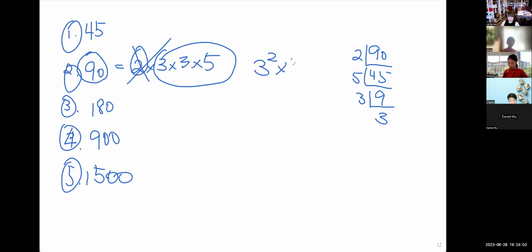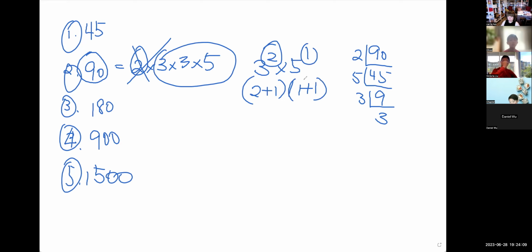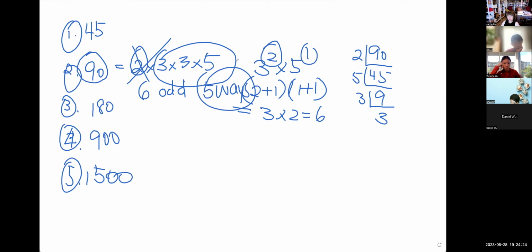So this one is the part we're going to think about. So 3 squared times 5, 1. So how many factors are there? 2 plus 1 times 1 plus 1. Remember, chapter? Do you still remember these things? Okay, so equal 3 times 2 equals 6. So there are 6 odd factors of 90. So how many ways are there? So 5 ways. Understand, everybody? Oliver?